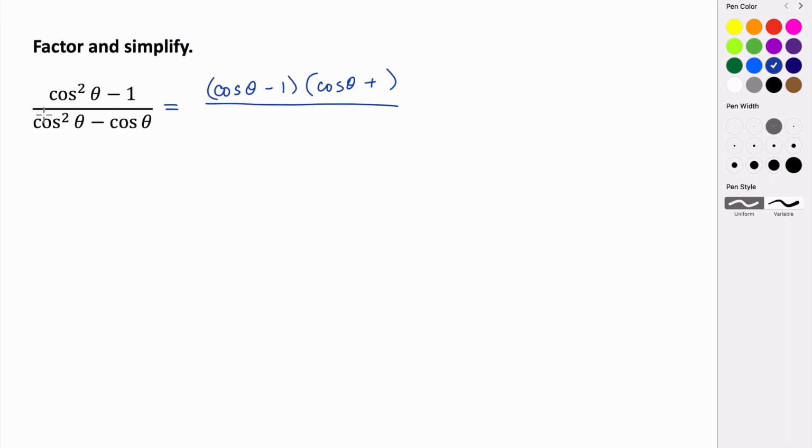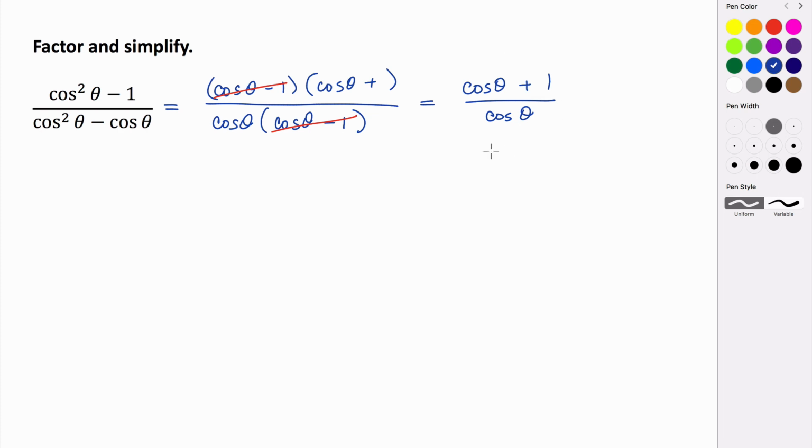And then in the denominator, our cosine squared theta and negative cosine of theta have a common factor. So we can factor out that common factor of cosine of theta. So factor that out, and then we have cosine of theta minus 1. And now we can see that we have a common factor in the numerator and denominator. So we have cosine of theta minus 1. That will cancel with that cosine of theta minus 1 there. So now we're left with cosine of theta plus 1 all over the cosine of theta.